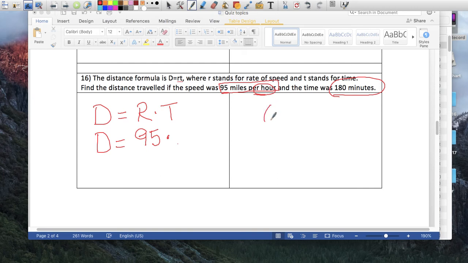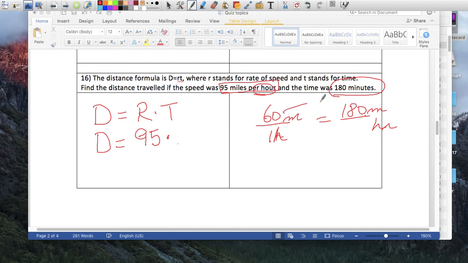I know that 60 minutes is 1 hour. So I can write it like this: 60 minutes, 1 hour. I can create a ratio, and then I can create a proportion. So minutes on top, hours at the bottom, and 180 goes on top, right?